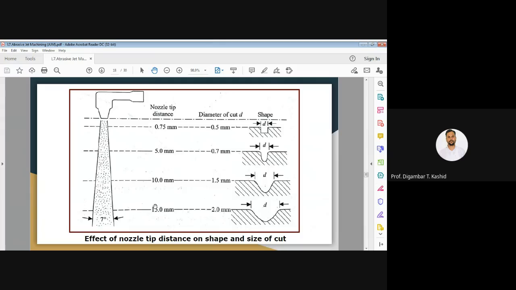After this, we will discuss the effect of certain process parameters on the performance of the abrasive jet machining. In that, we will start with a process parameter like abrasive flow rate.